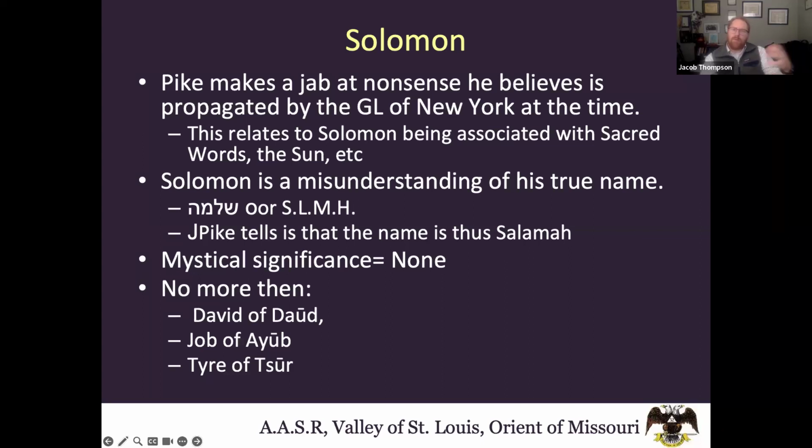And Pike thinks there is no mystical meaning to his name, no more than David, Job, or Tyre could have a mystic name. And I've listed on the slides Daud, Ayub, and Sur, which I'm sure, again, I'm mispronouncing. So somebody someday can walk me through it all a lot better. But he talks about the fact that we've obviously changed some of the names that they were probably said in, in our modern day, and no more symbolism is hid by that than anything else.